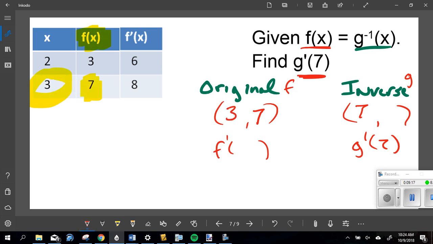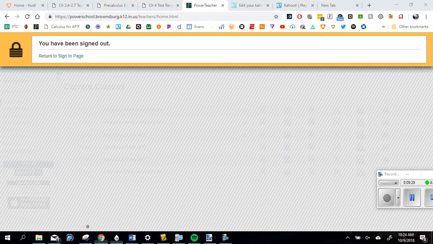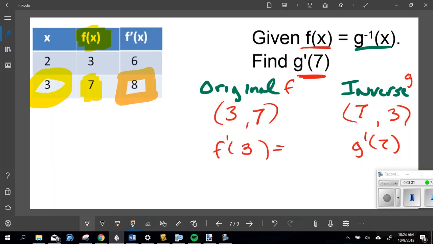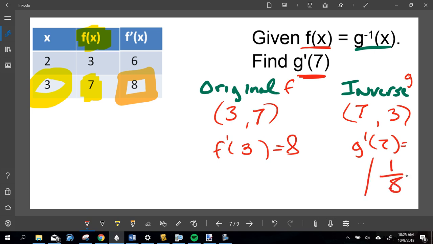And so that tells me that this is 3. And so in order for me to solve my problem, I want to know the derivative at 3. F prime at 3 is going to get me 8. Oh, sorry. So if F prime at 3 is 8, what is my derivative at the inverse going to be? The reciprocal of that, which is 1/8.